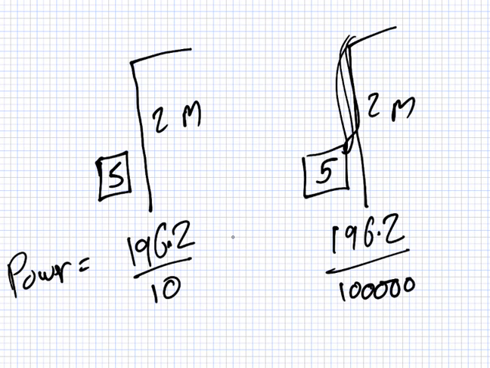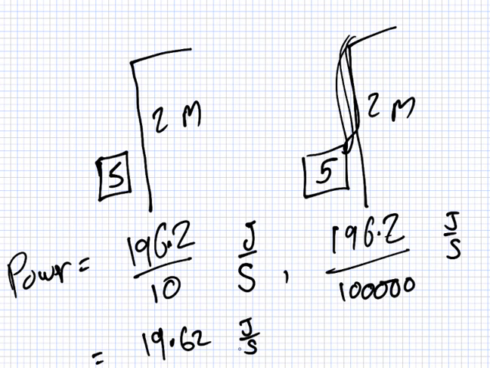I haven't talked about the unit yet, but you can tell me what the unit is. If it's work over time, what's the unit here? Joules per second. Okay. So what's it for the man, please? It's 19.62 joules per second. And then for the ant, it's 0.001962 joules per second.